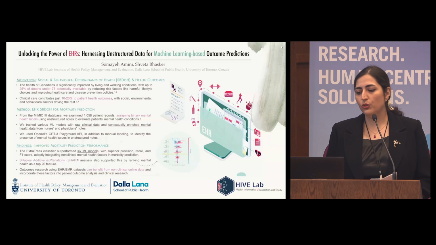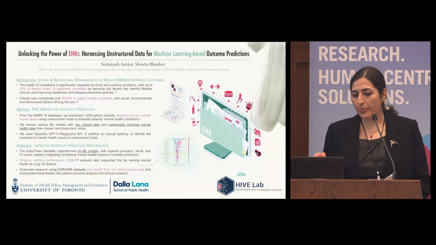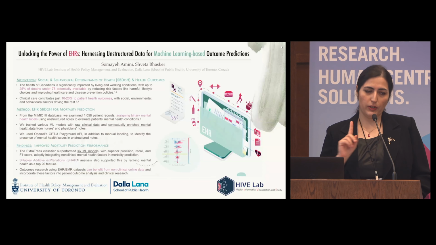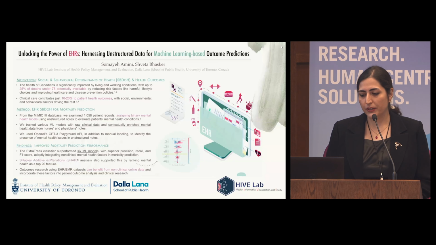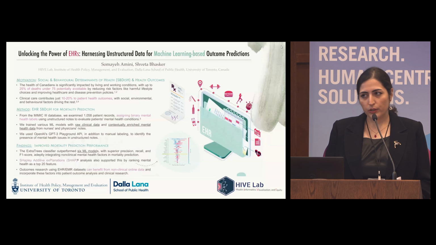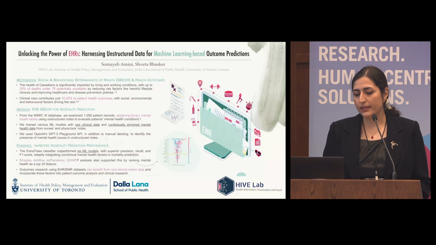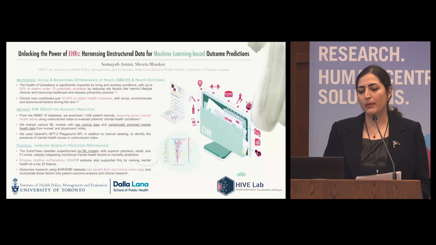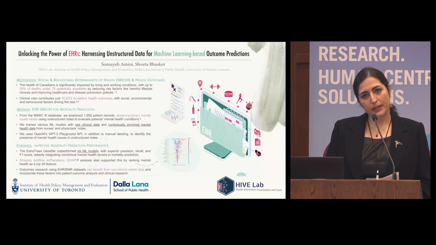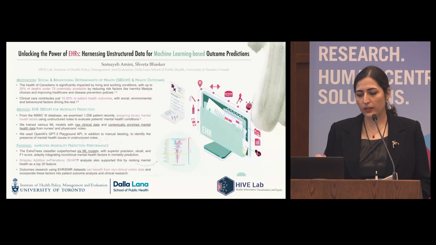In this study, we wanted to evaluate the importance of mental health status of patients, as one example of social and behavior determinants of health, on mortality prediction in 1,058 ICU admitted patients. Various machine learning models were developed and tested on raw clinical data and also contextually enriched mental health data. The best performing model was selected, showing that mortality prediction can benefit from incorporating unstructured data containing social and behavior determinants of health, in our study, mental health status. And Shveta will explain our methodology and findings in the following slides.